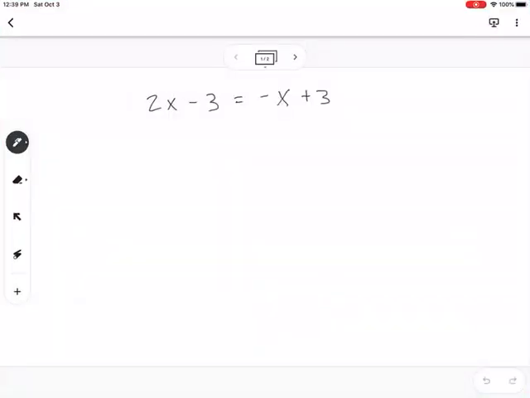Okay, hello Math 8. Here are some tips for solving equations with variables on both sides. So the first one we're going to do is a simpler version.